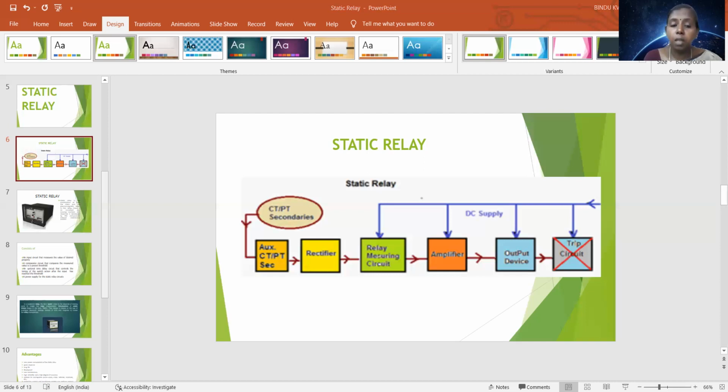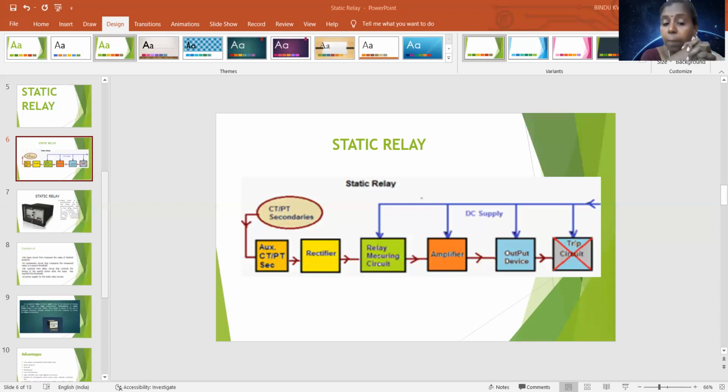The input is given to the CT through the transmission line. Usually for the current transformer, that is the CT, the primary is connected to the transmission line, and the secondary of the current transformer is connected to the rectifier circuit. The rectifier circuit will rectify whatever input signal it is getting.